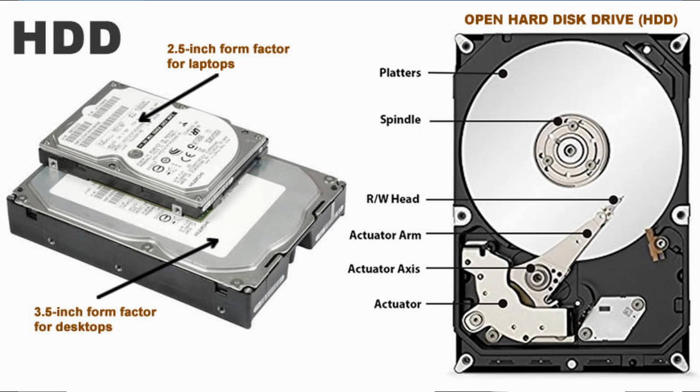Now, I opened this for you to see how computers store data. The data is stored on this. The data is actually written on this by this arm here. We call this arm the actuator arm. Don't worry, in level 2 you'll learn more.